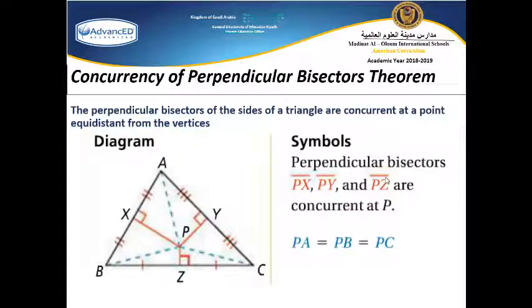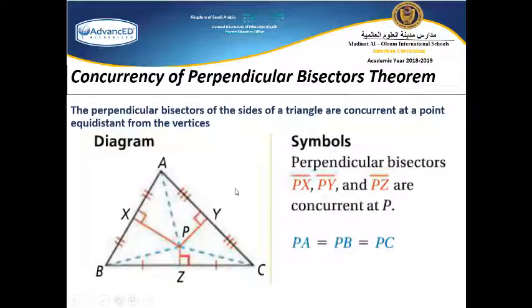We studied the perpendicular bisector theorem in the previous lesson. And we said the perpendicular bisectors of a triangle intersect at a point equidistant from the vertices. The same as this theorem, but today we will explain the concurrency, the point of intersection of these perpendicular bisectors.